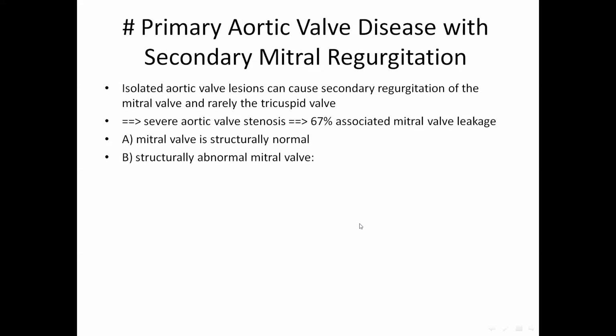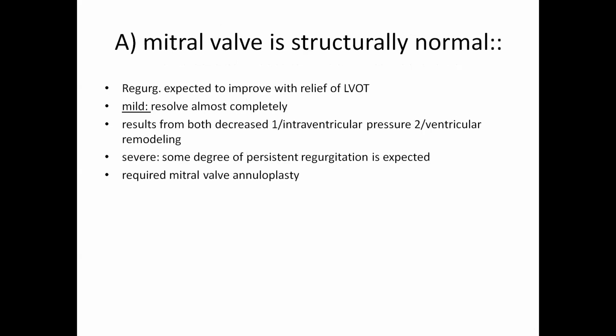For the primary aortic valve disease, I'll start with primary aortic valve disease with secondary mitral regurgitation. An isolated aortic valve lesion can cause secondary regurgitation of the mitral valve, and rarely of the tricuspid valve. How does that happen? Severe aortic valve stenosis leads to mitral valve leakage in 67%. And we have two categories: either the mitral valve has a normal structure, or it has an abnormal structure.